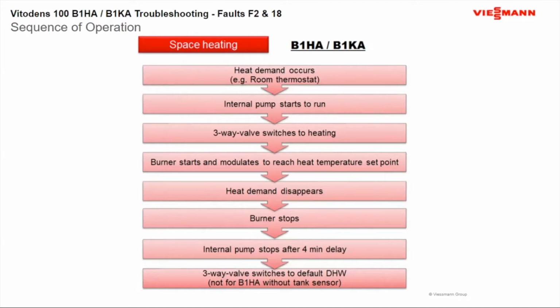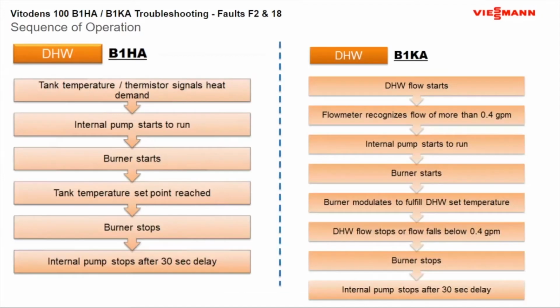And then your three-way will divert right into the domestic and sleep. For your domestic sides on each boiler, this is the way it will run. On the HA model on the left-hand side here, you're going to see that you have either an aquastat or a number 5 sensor or a domestic water sensor inside your tank. So that's going to send the signal over to the boiler, which is going to start the pump. And once it reaches its set point, the burner will stop, but your internal pump will run on a 30-second delay as well.